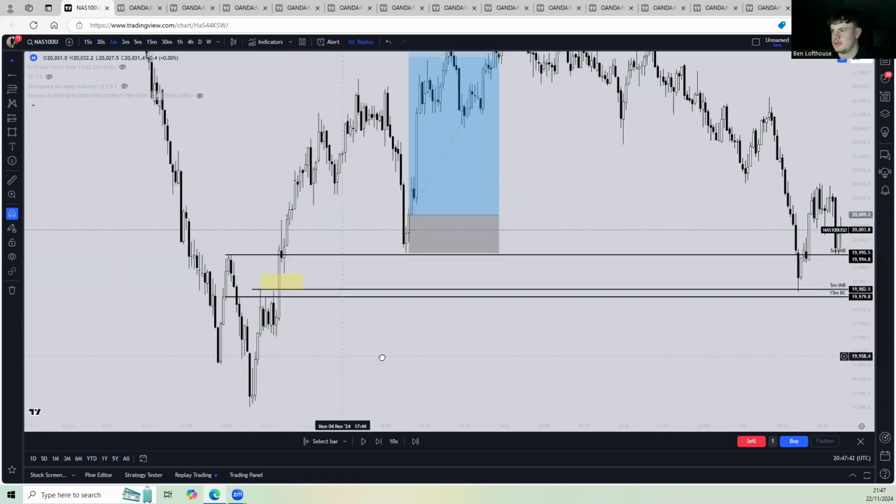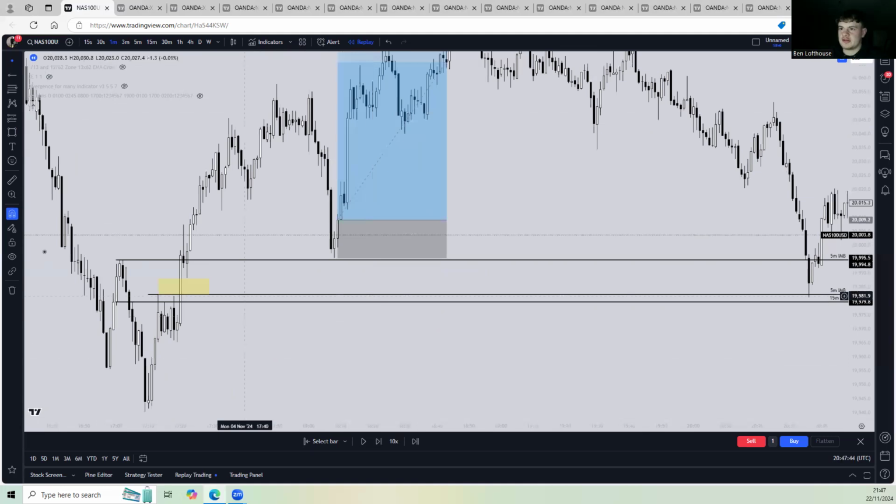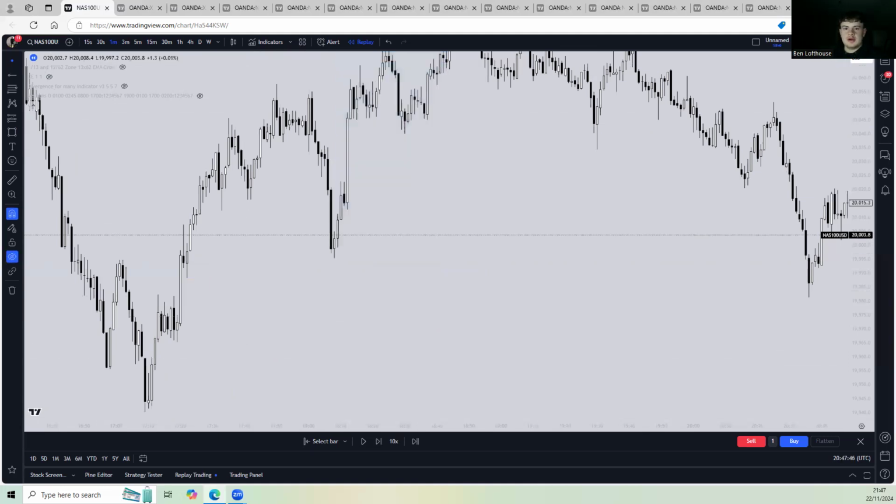But here we have pretty much the perfect setup. We have the 1 minute break of structure. So that's thing number one: 1 minute break of structure. Number two is that 5 minute imbalance.